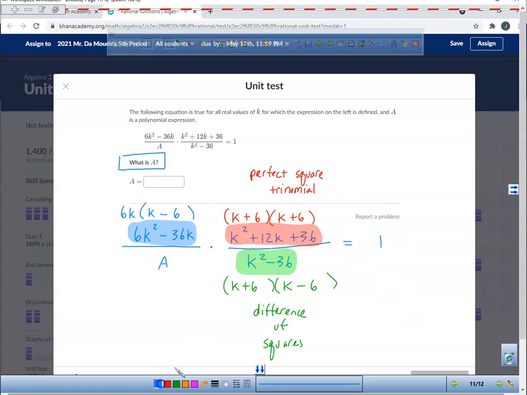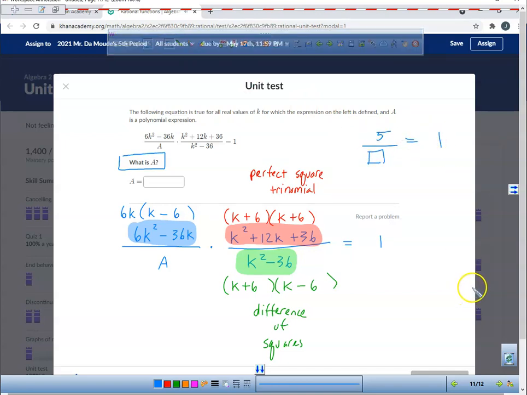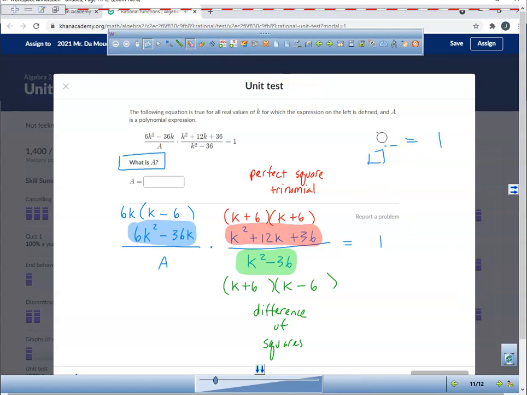Here's the concept you need to understand. What is 5 divided by 5? 1. What is 4 divided by 4? 1. What if I made this a little 4th grade problem? 5 divided by an empty box equals 1. What number would you have to put in the empty box? 5, in order to make it true. So how are we going to use this concept for our problem?